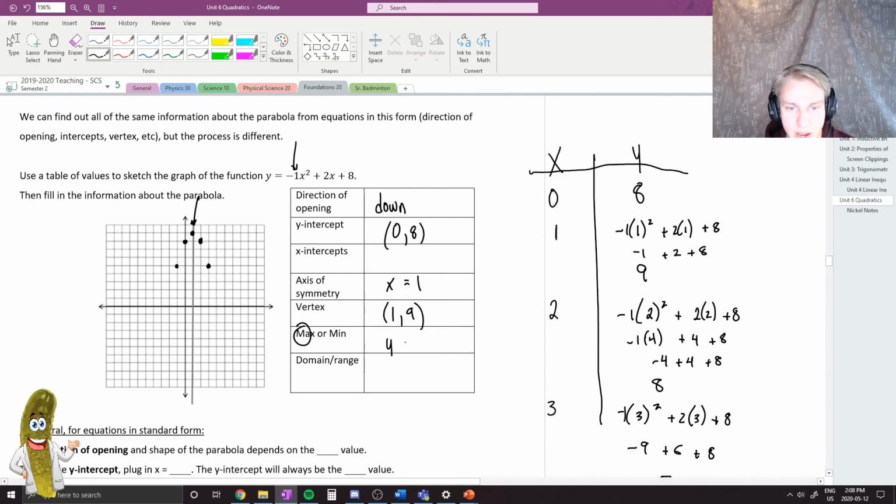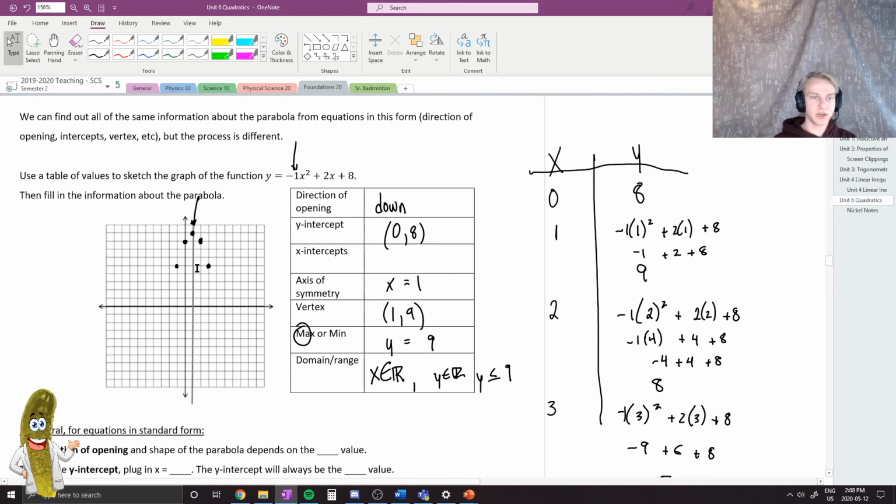The maximum or the minimum, we know that the max of this graph will be when y is equal to 9. And then the domain, well, the domain is always all real numbers. The range is y, and then y is going to be less than or equal to 9. So we know all of those parts about the graph already.